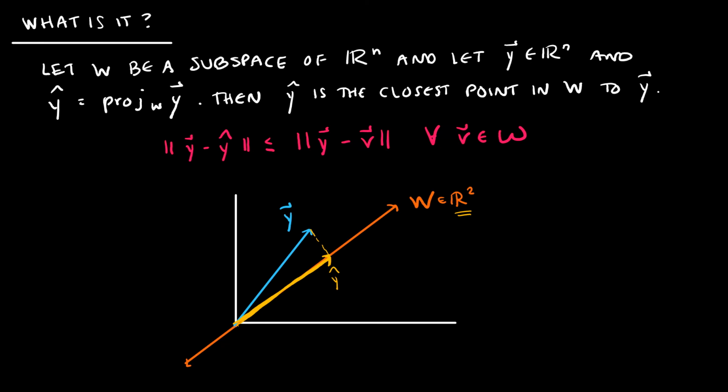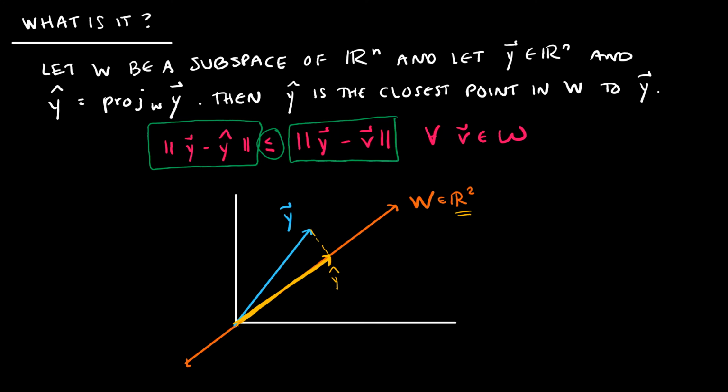But what this tells us is that Y hat is the closest or the best vector in W to use to approximate Y. And essentially what we're saying is the distance between Y and Y hat is going to be less than or equal to the distance between Y and any other vector in W. So let's take a look at what we mean by that.